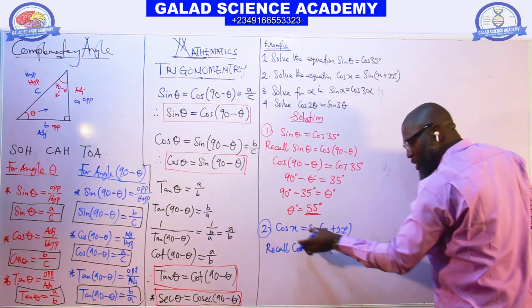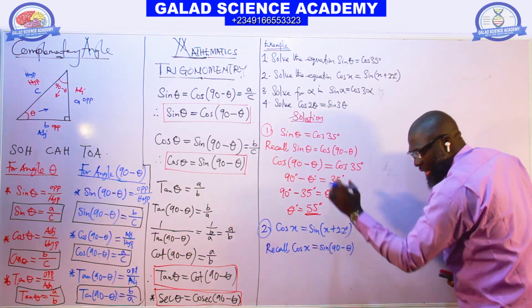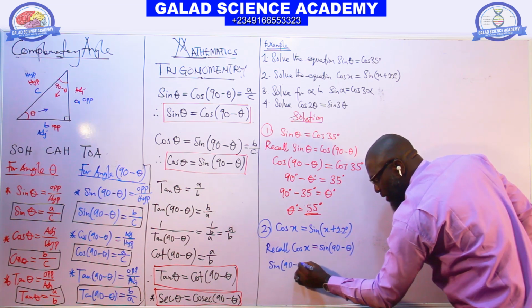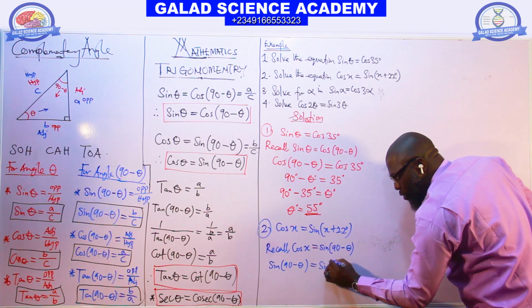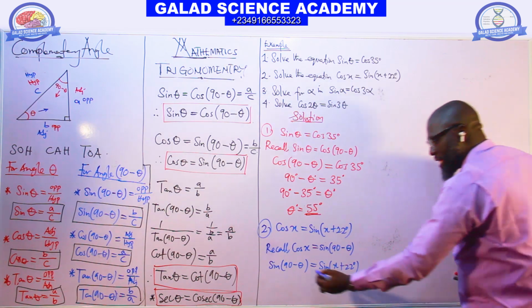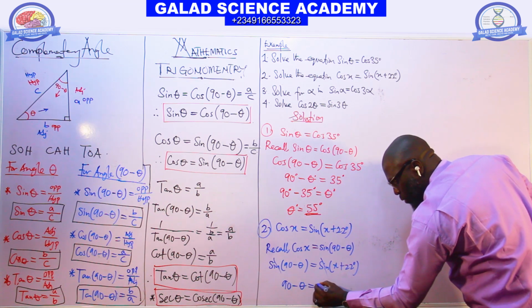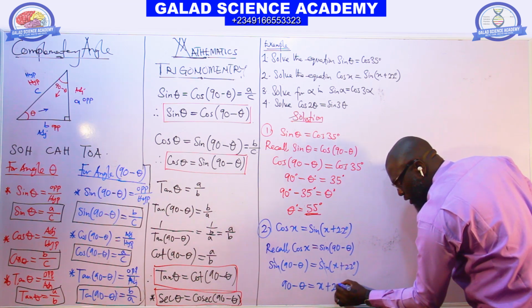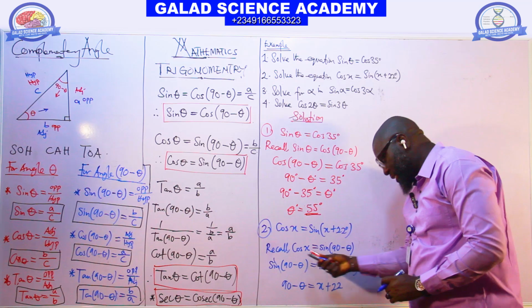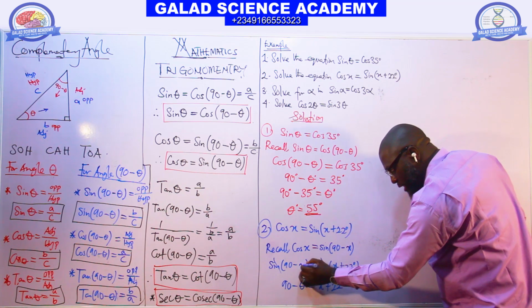So since cos x is equal to this, you now equate these two together. We have sine of 90 minus theta equal to sine of x plus 22 degrees. Then the sine will go now. You are left with 90 minus theta equal to x plus 22. But don't forget that here I'm using x, so this place will also be x. It's not theta again, sorry, it's not theta again.